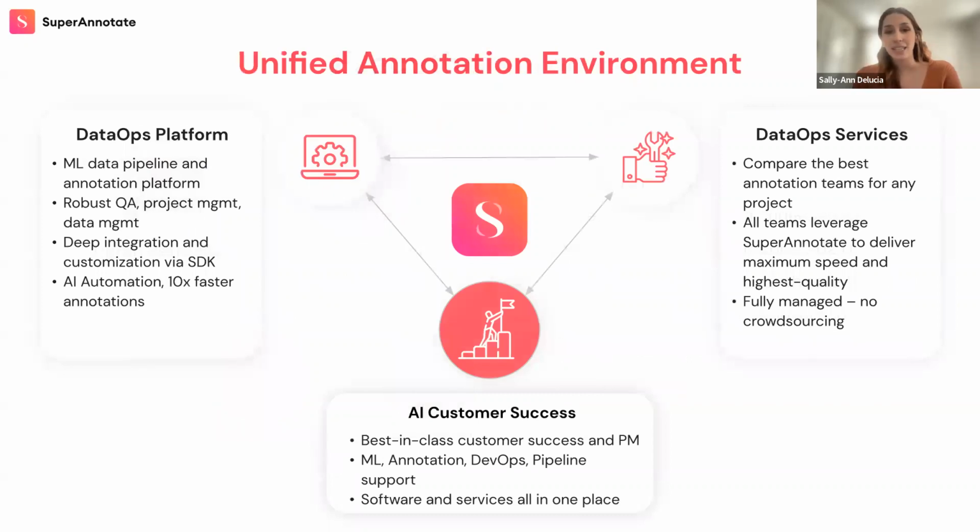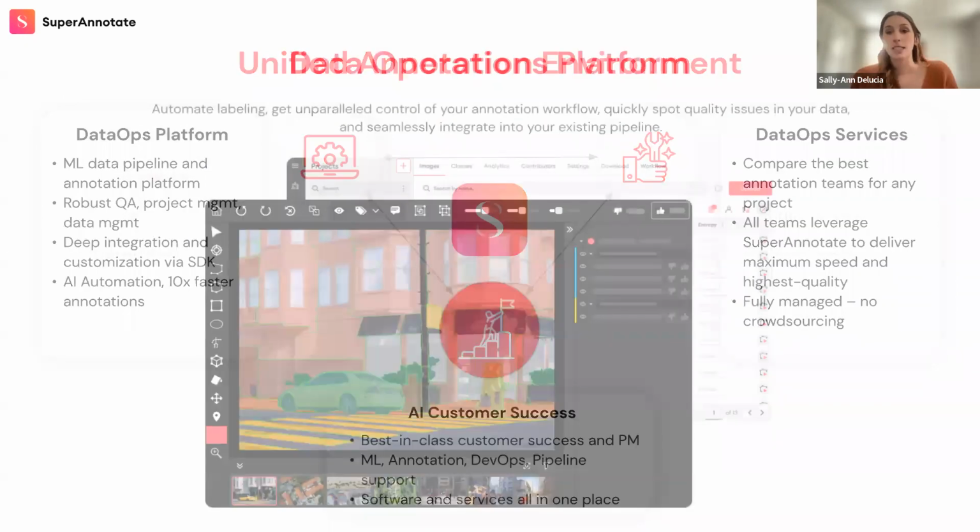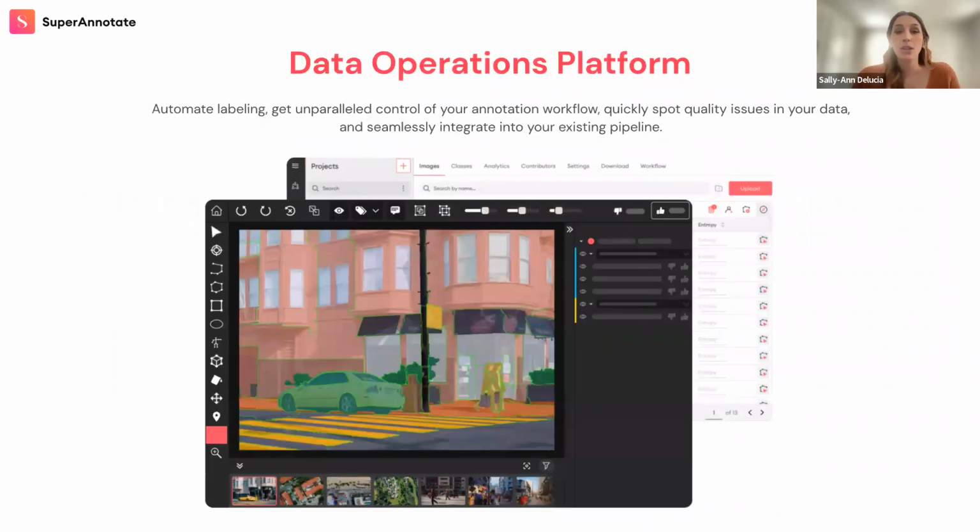So this slide here is our offering summary, and our offering is split into 3 categories that, when combined, form a powerful, robust, and efficient suite for all your annotation needs, as shown in the slide here. And we're briefly going to dive into each of these. So first up is our annotation platform. So here you can automate labeling, get unparalleled control of your annotation workflow, quickly spot quality issues in your data, and seamlessly integrate into your existing pipeline.